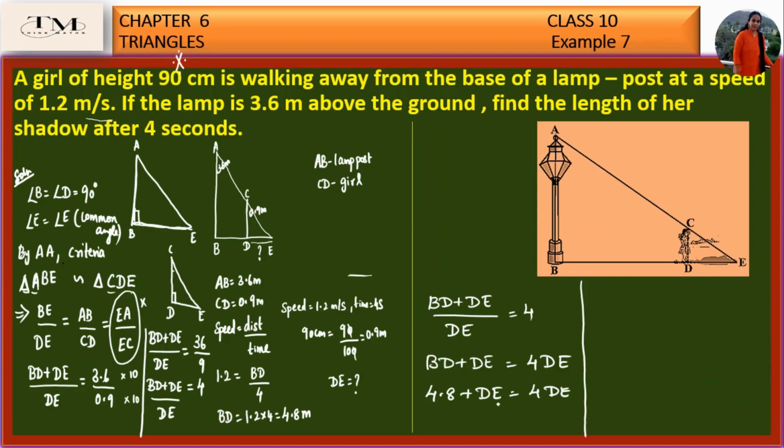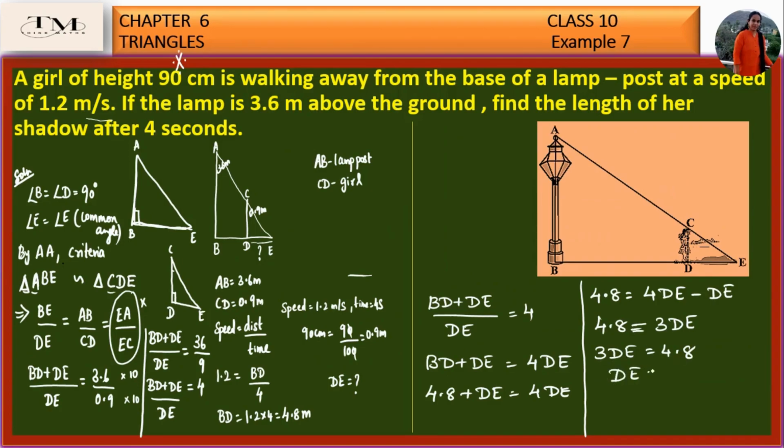So I am taking this DE to the right side. It will be 4.8 equal to 4DE minus DE. Plus will become minus when we change the sign. So 3DE is equal to 4.8. Just I am changing left and right. So 3DE is equal to 4.8.